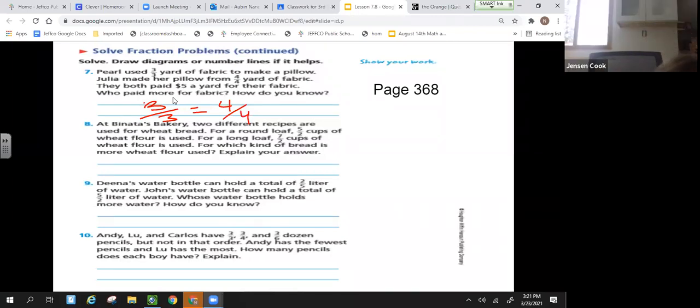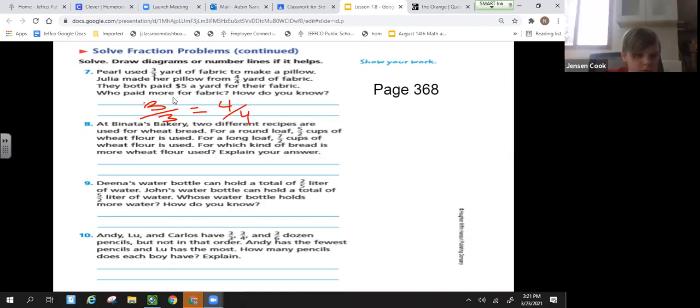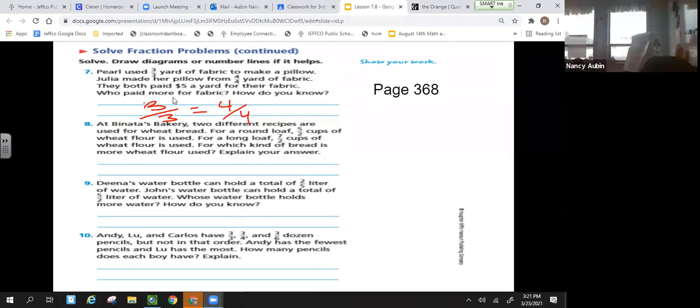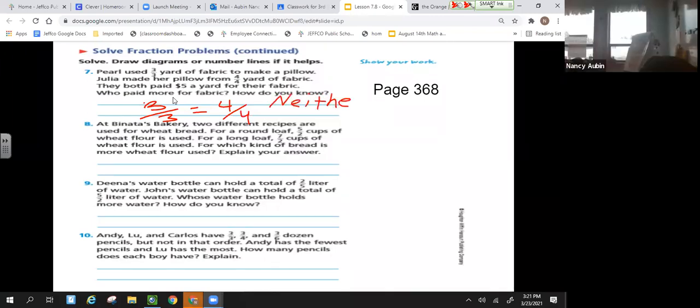How about Austria? 3/3 and 4/4 are equal. So who paid more? Anybody? No, no one. Neither one of them paid more. They paid the same, right? They paid the same.